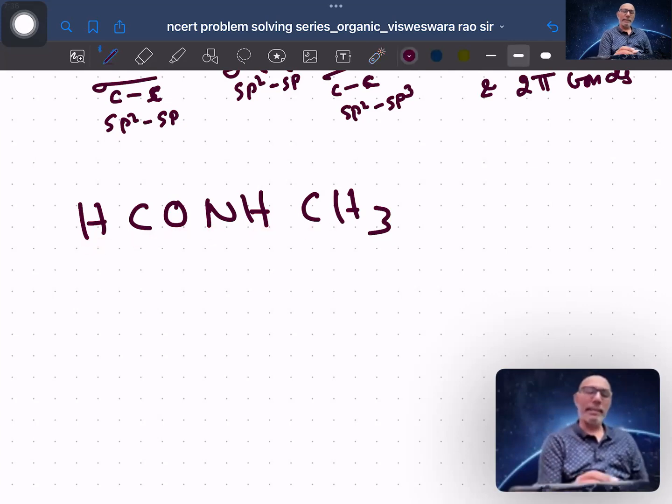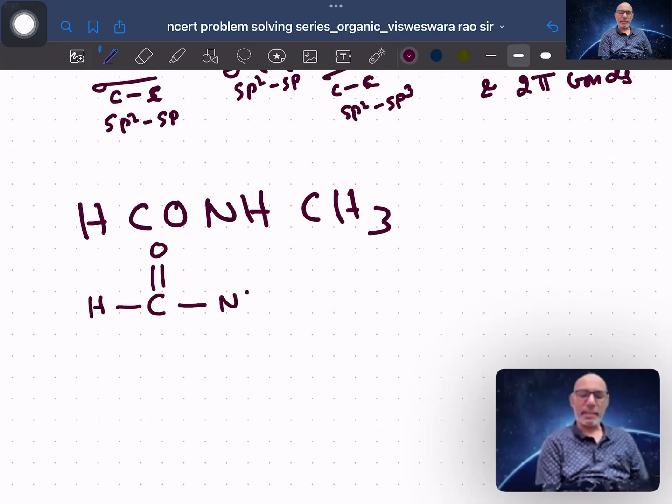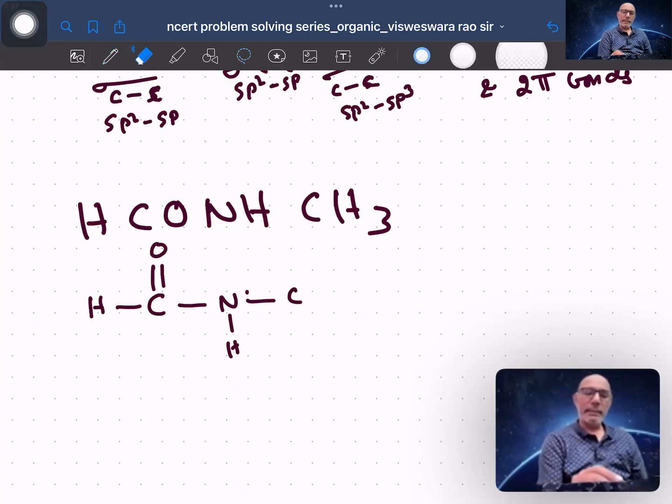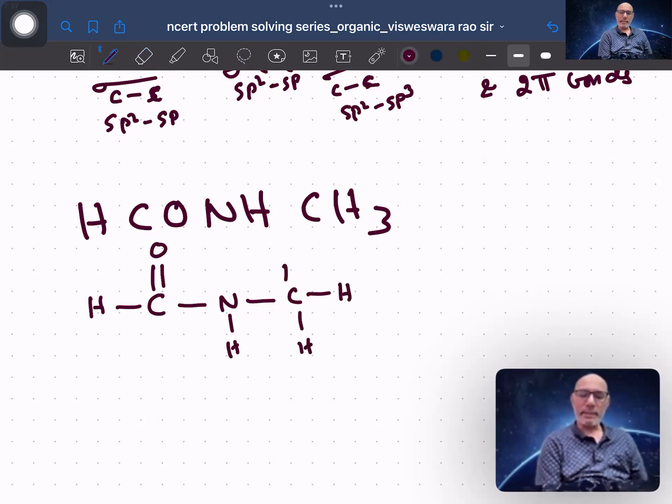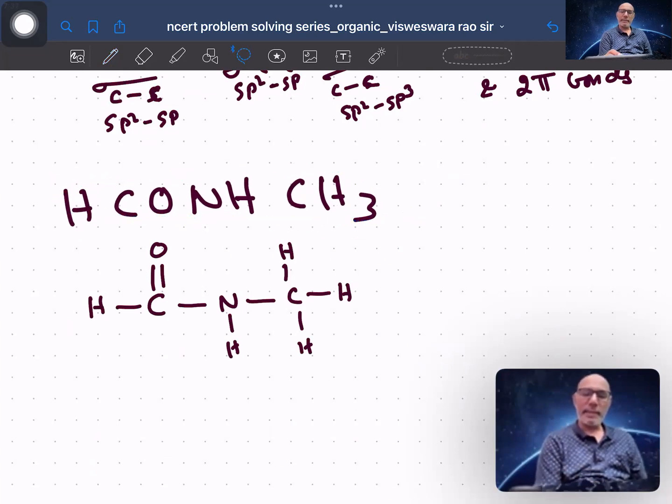HCONHCH3, like that. So that is nothing but C double bond O H, and this is the amide functional group. Nitrogen, I will write the hydrogen separately. Carbon is connected here, and this carbon is connected with the 3 hydrogens. I have clearly written it. So why are paper setters giving this kind of thing? It's easy to type. I don't think they may also give the names. I will come to the naming in the IUPAC nomenclature.